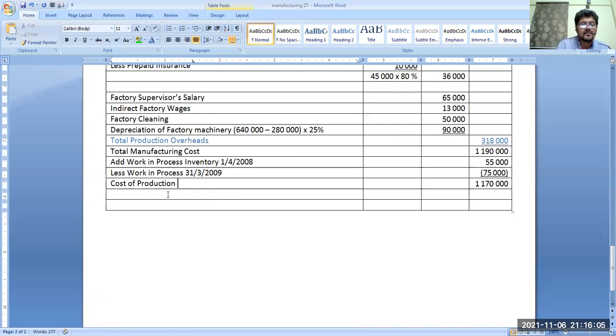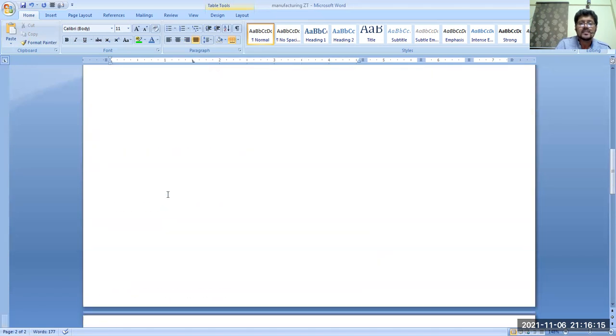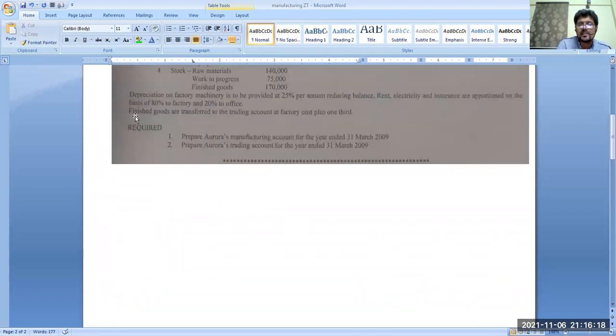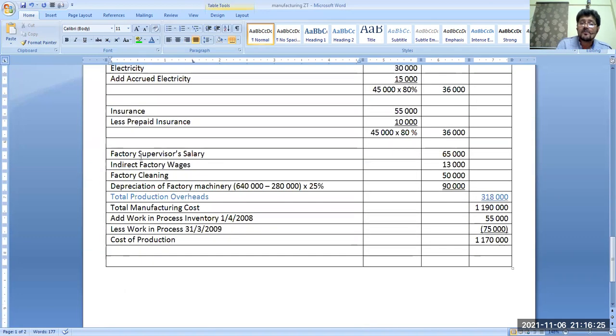Done? Okay. Then, now, for O levels, this manufacturing account is complete. In A levels, what happened? The last statement is very important. Finished goods are transferred to trading account at factory cost plus 1/3. They add factory profit in cost of production while transferring it to the trading account. Are you getting my point clear? But in O levels, they don't ask you to do this. But in A levels, they ask you to do this, add 1/3 profit.